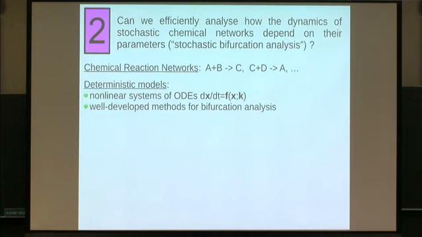So we have a state of the system described by chemicals which are undergoing chemical reactions. A classical deterministic mean-field model will be described in terms of a non-linear system of ordinary differential equations, where this X is now a vector of concentrations of all the chemical species involved. And this depends on this vector of concentrations, but also on parameters like rate constants of the chemical reactions, which is K. Now there are well-developed methods for bifurcation analysis, for studying how the system of ODEs depends on its parameters.